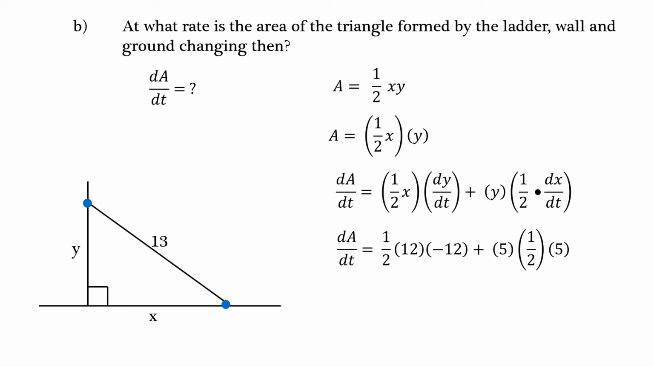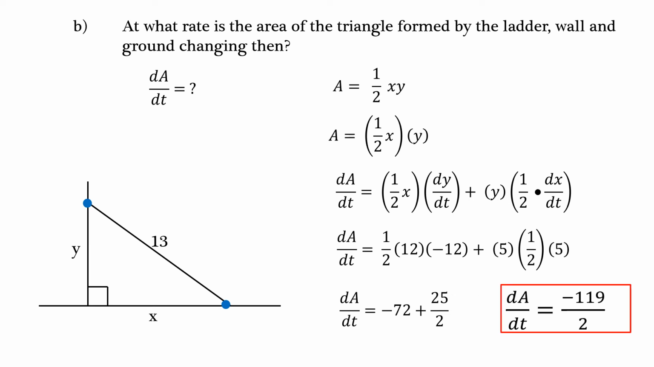So multiplying that, we get negative 72 plus 25 over 2. If you're going to solve this expression, eventually you're going to get negative 119 over 2. So this is the rate of the change in the area, so the unit must be square feet per second.